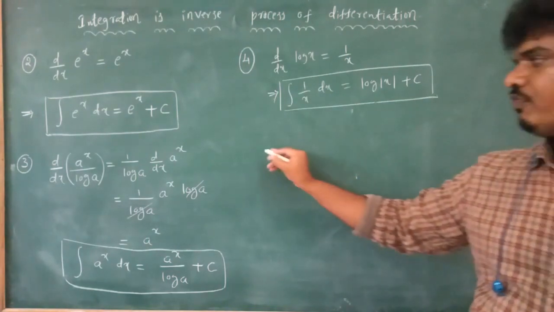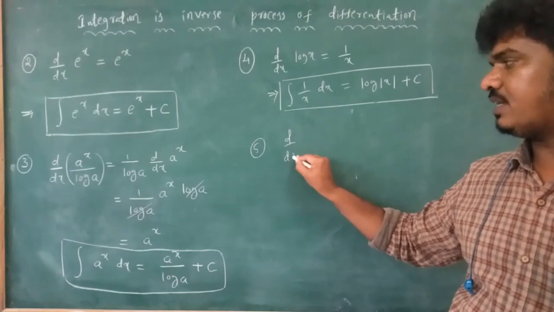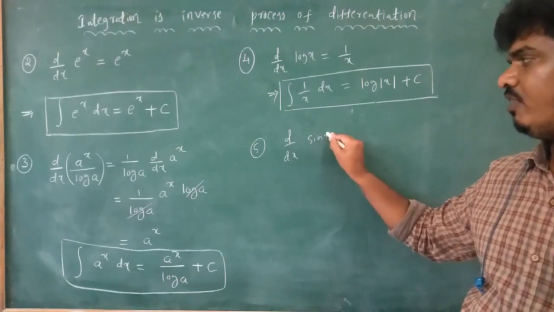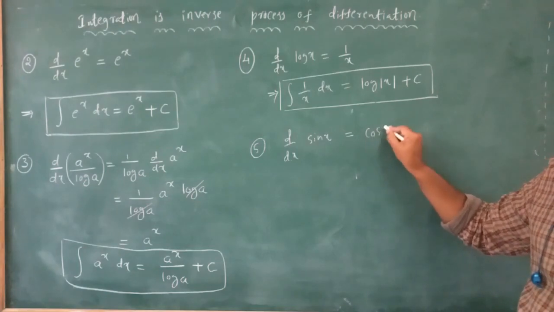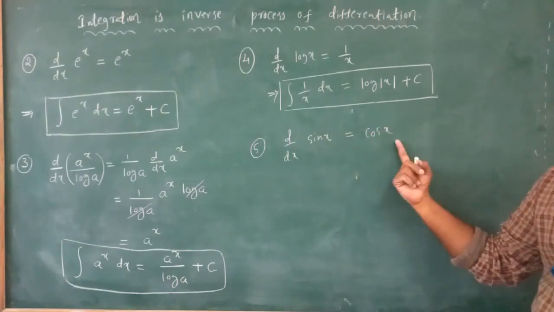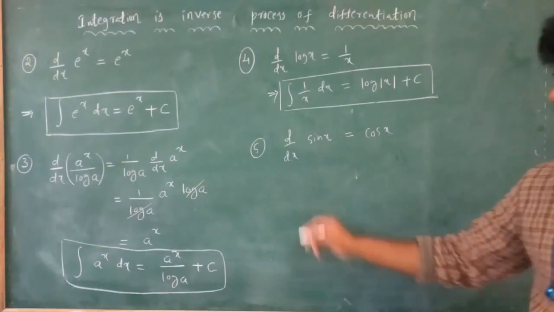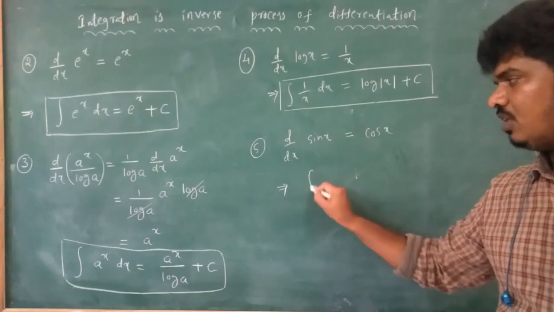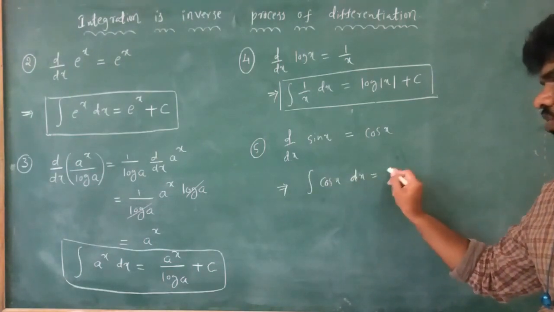Next, fifth one. What is the derivative of sin x with respect to x? That is cos x. Reversely, the derivative of sin x is cos x, so the integral of cos x is what? Sin x plus c. So here what can we write? The integral of cos x dx is equal to what?